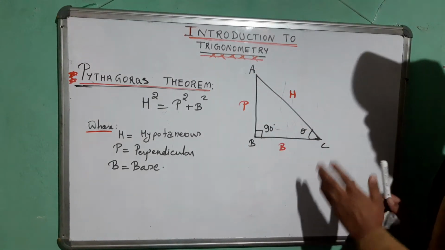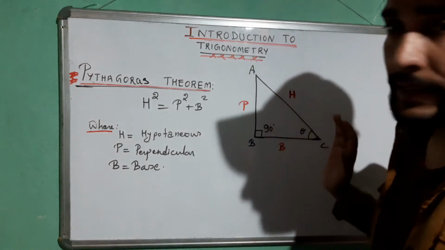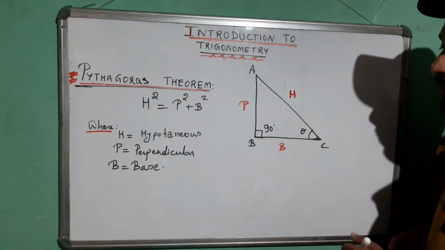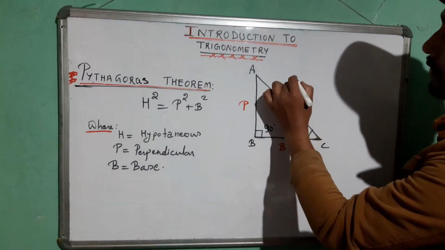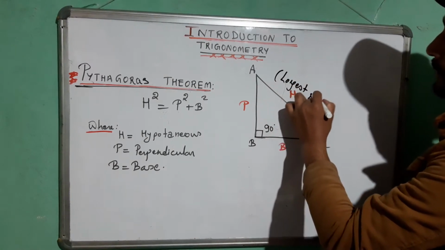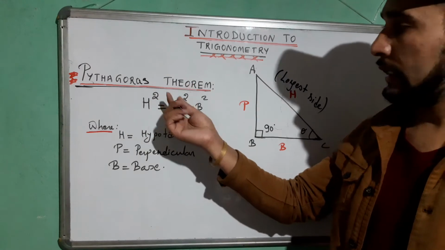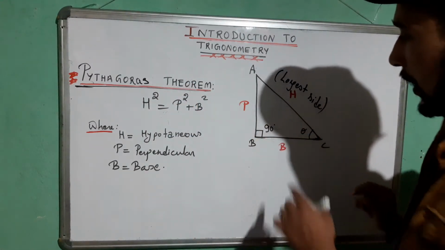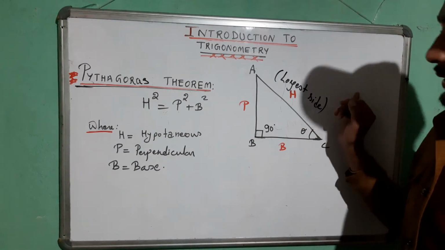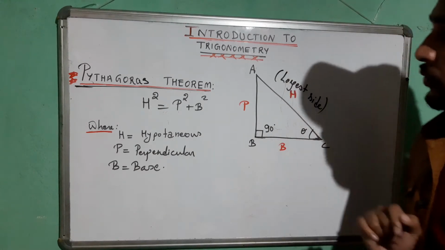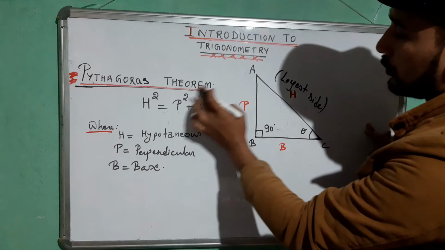First of all, you should know Pythagoras theorem. Pythagoras theorem says that in a right angled triangle, the square of the longest side is numerically equal to the sum of the squares of the other two sides. The triangle should be right angled, that means one of the angles should be 90 degrees. This is the longest side, so whatever is its length, its square will be numerically equal to the sum of the squares of the other two sides.